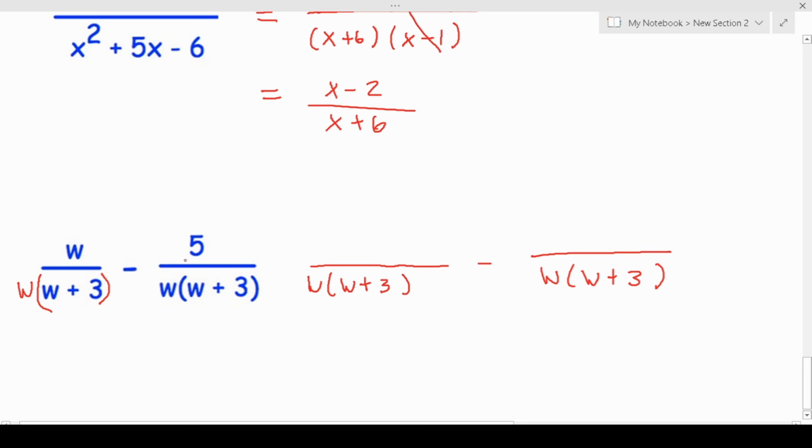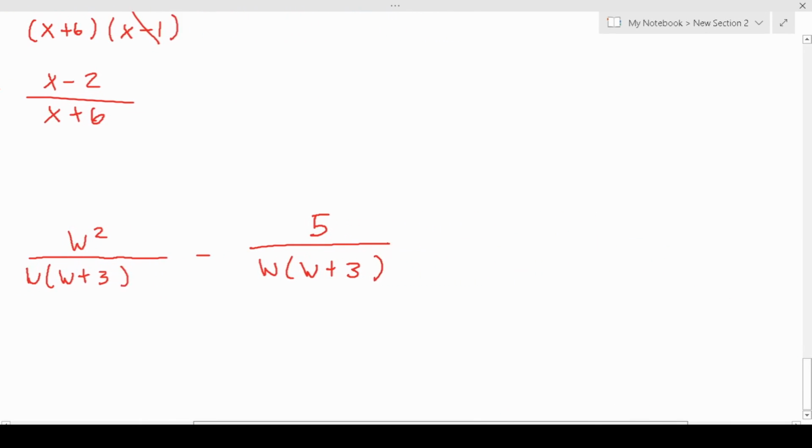As you can see, I'm not going to have to make any adjustments to this one since its denominator already is w times w plus 3. So this one's just going to be 5. For this one, however, I had to multiply its denominator by w. So I'm also going to have to multiply its numerator by w, which is going to become w squared.